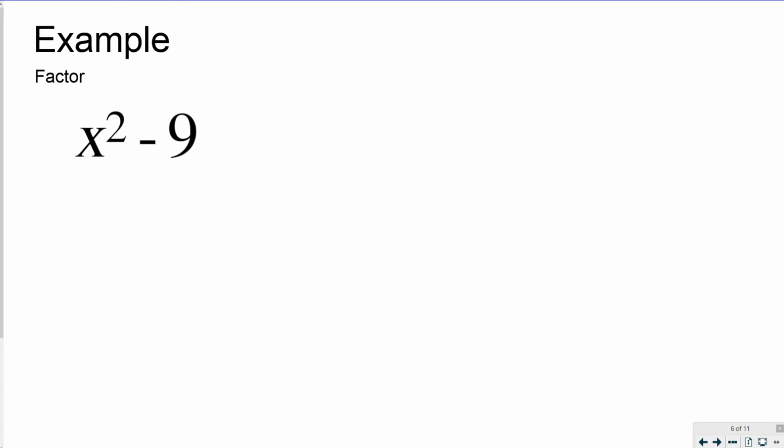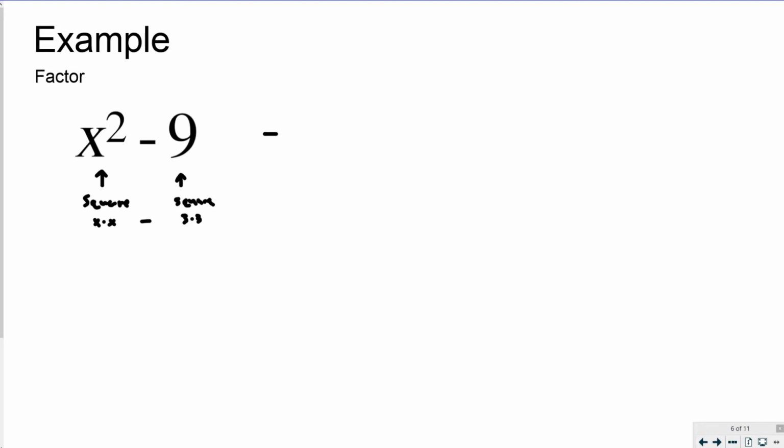All right, so let's do some quick examples. Factor x squared minus 9. So what I am going to do is use some recognition skills here and realize that x squared is already a square. It's x times x. And 9 is also a square, and it's 3 times 3. So I can see that there's a square minus a square.